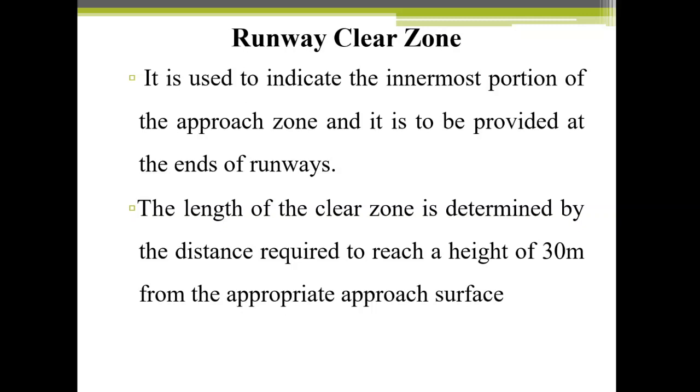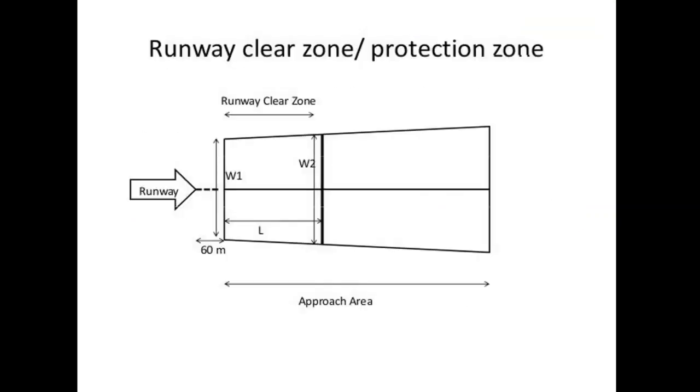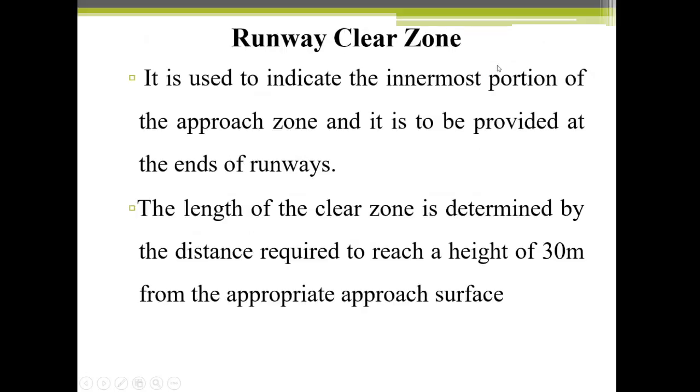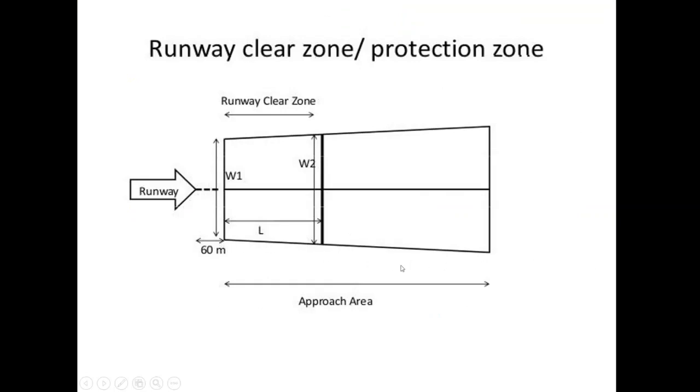Clear? The length of this runway clear zone is determined by the distance which is required to reach a height of 30 meters from the appropriate approach surface. See, this is the approach area, this is the runway. Now this is the runway clear zone or protection zone. It is called as protection zone. So the length of clear zone is determined by the distance required to reach a height of 30 meters from the appropriate approach zone. Now this is the approach area or approach zone.